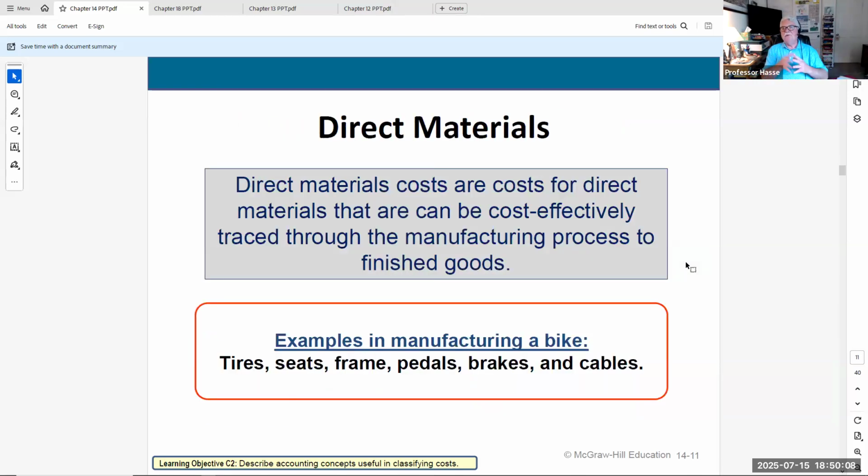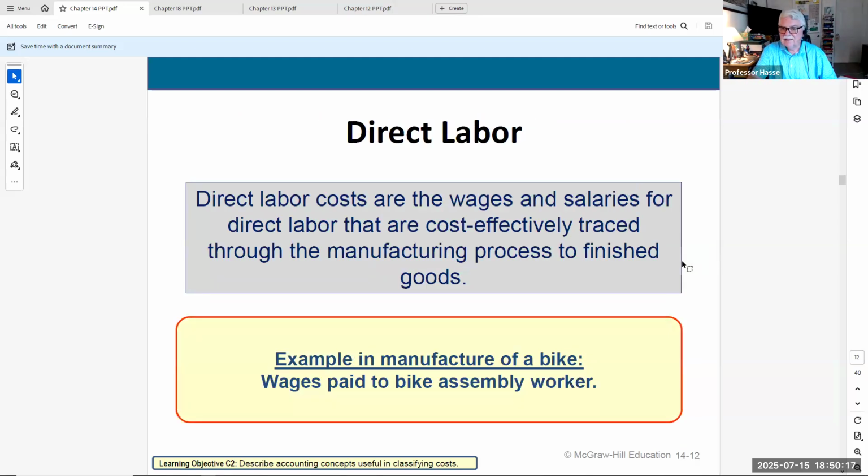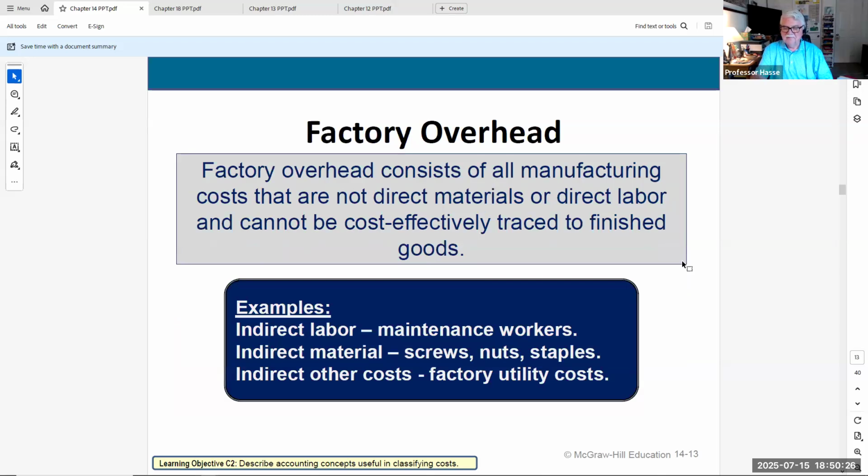The different types of direct costs. Materials. What are the materials we need to produce our product? Labor. What is the labor it takes to produce our product? Factory overhead. What are the indirect costs of producing our product? Well, we have materials, we have labor, but also we have maintenance workers in the factory. We have utility costs in the factory. We have insurance costs in the factory. These are costs associated with our product. They're called overhead. That's another term for what we talked about, indirect costs.